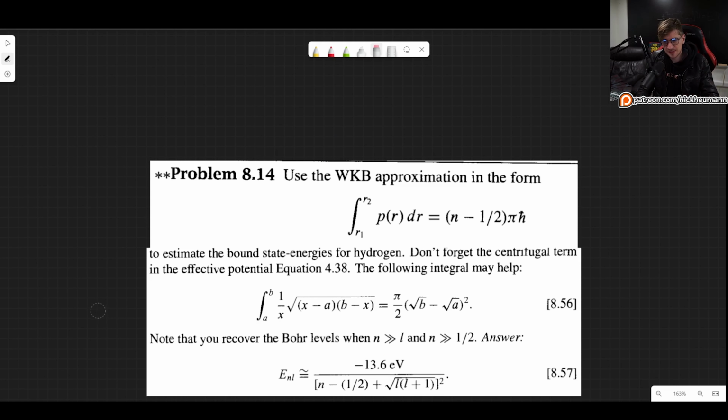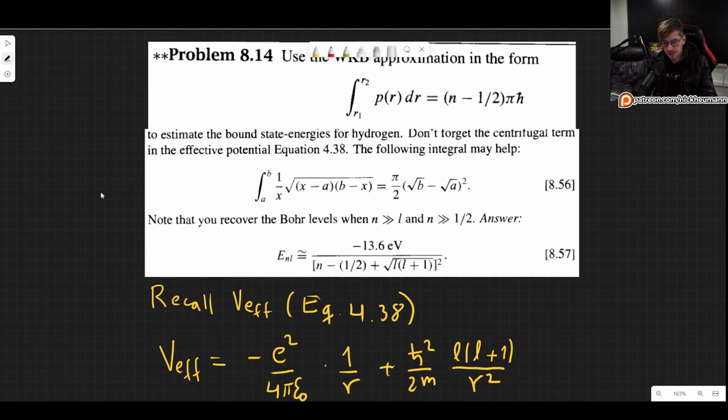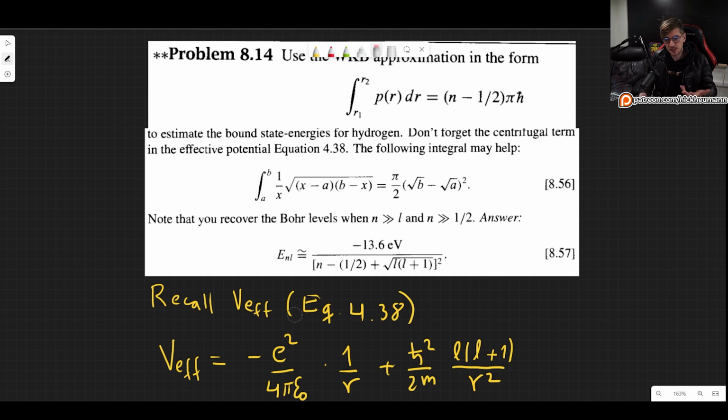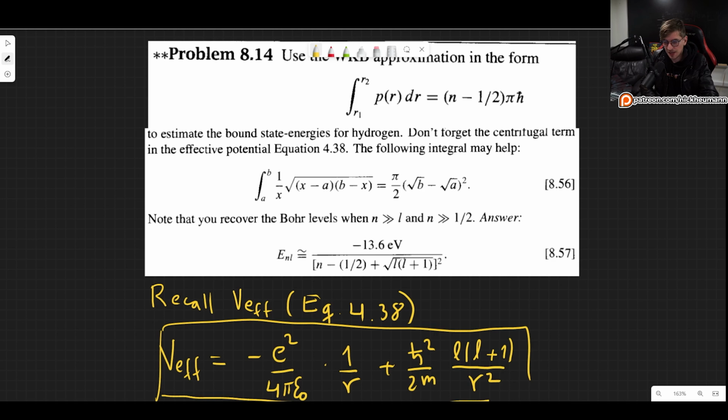Now, keep in mind that the potential in question here is this. It is the effective potential that we saw some time ago when we were solving the hydrogen atom, and it is precisely this: minus e squared over 4 pi epsilon 0 times 1 over r, plus h bar squared over 2m times l times (l plus 1) over r squared. So that is the potential that we'll have to plug into this integral.